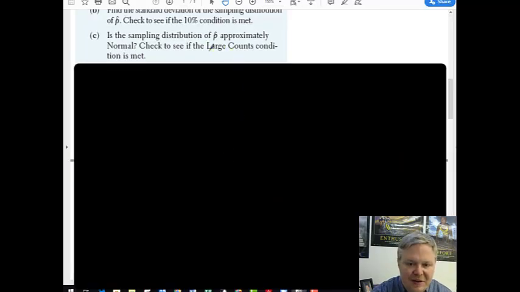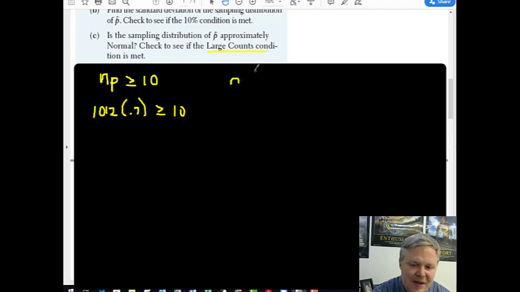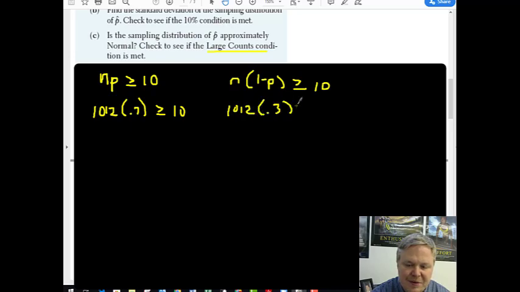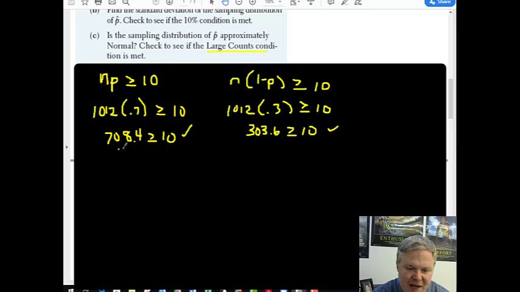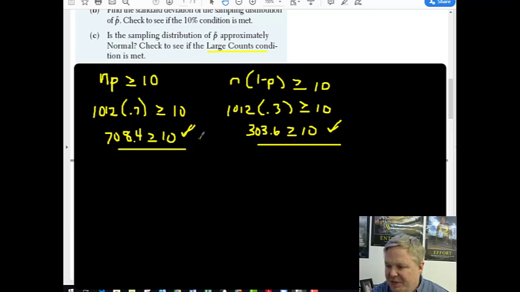All right, to check the large counts condition, we're trying to figure out if we have 10 successes and 10 failures. So is np, 1,012 times 0.7, greater than or equal to 10? And is n times 1 minus p greater than or equal to 10? Do we have more than 10 successes and more than 10 failures? Obviously, in this case, we do. So we're going to have a normal distribution. Make sure when you're doing this, you actually check them. Don't just write that we met them. If I didn't, I would put an X that we failed that condition.